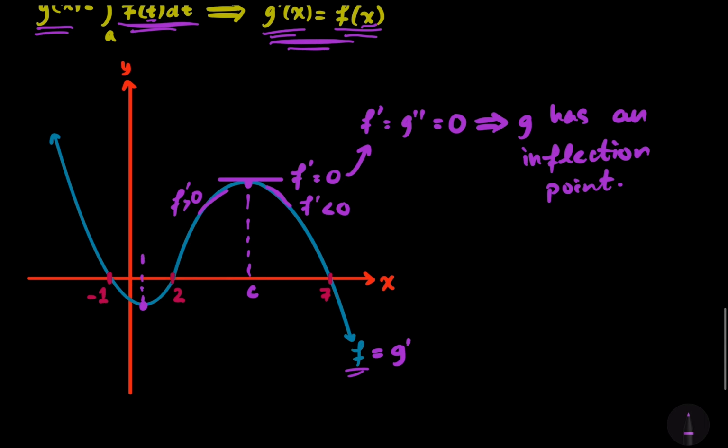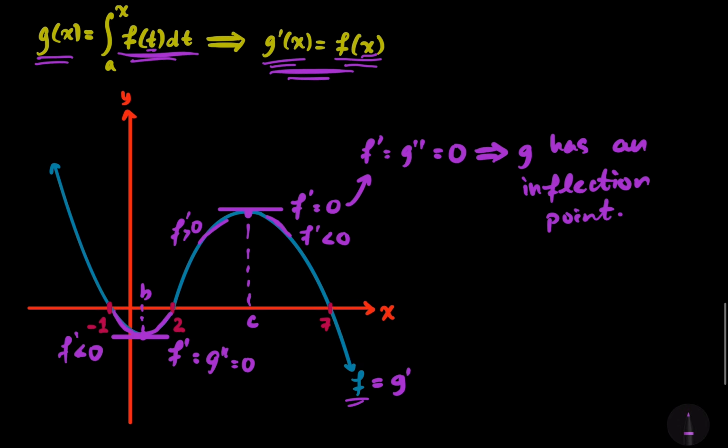Suppose we call this point b, and we again have f prime equal to 0, and f prime, which is equal to g double prime, is equal to 0. We also have the fact that f prime changes signs here. Initially f prime is negative because f is decreasing. And then over here f prime is now positive, f prime is greater than 0, and so we also have an inflection point. So we have an inflection point at C, and again at B.